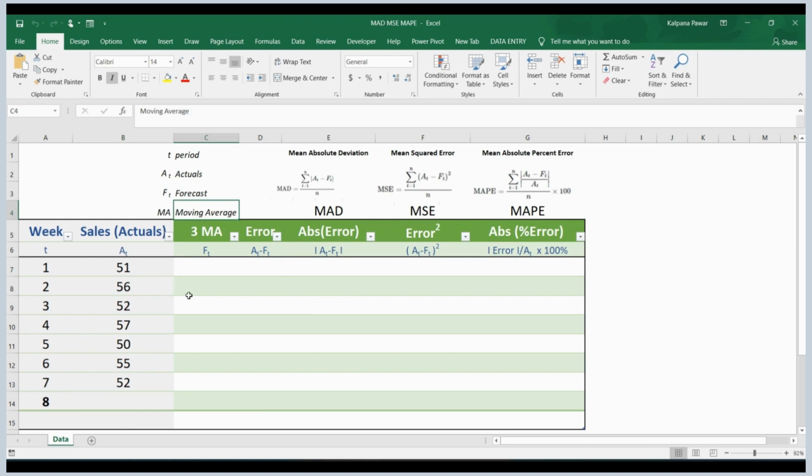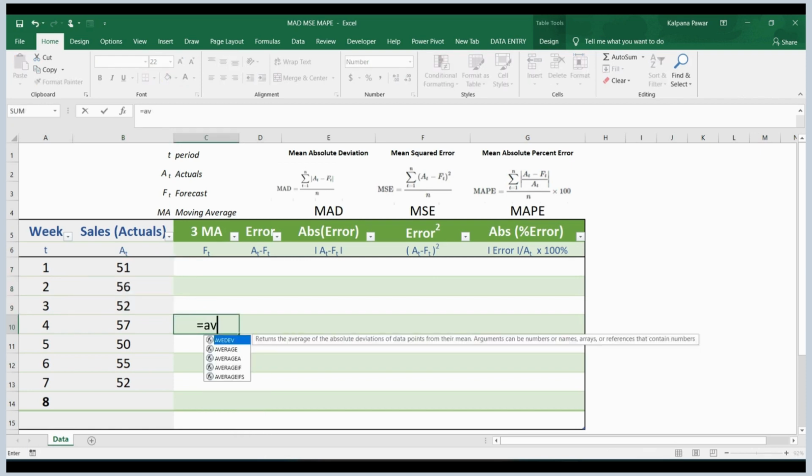To calculate the 3-week moving average, as the name suggests, we start by calculating the moving average for the 4th week by averaging the sales values for the first 3 weeks. Thus, the moving average forecast for week 4 would be what? 51 plus 56 plus 52 divided by 3. In Excel, we can directly average them using the average function. So this is nothing but the average of these.